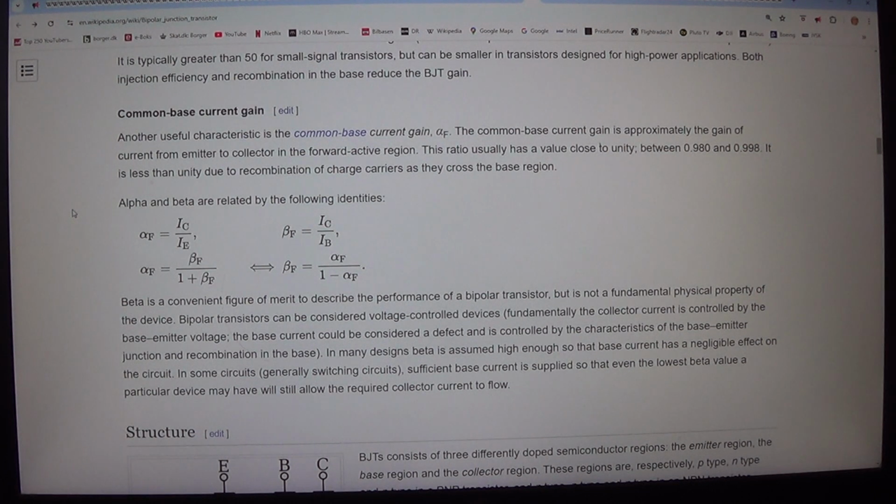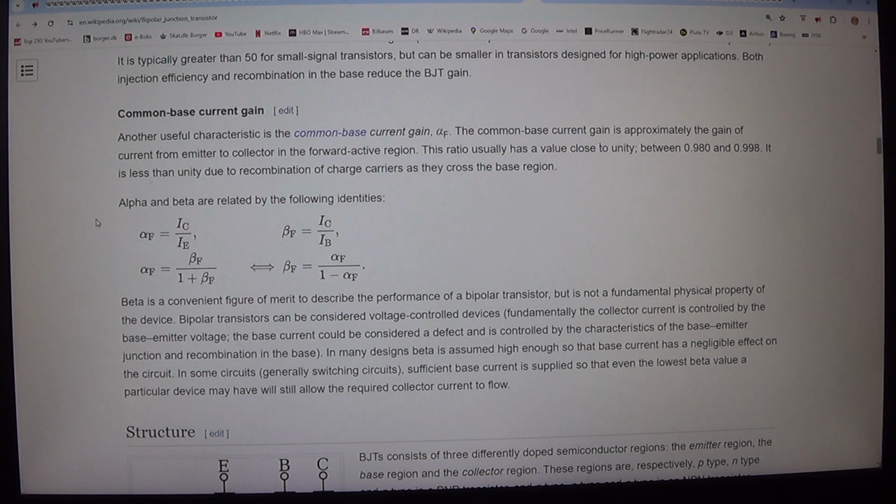Another useful characteristic is the common base current gain, alpha F. The common base current gain is approximately the gain of current from emitter to collector in the forward active region. This ratio usually has a value close to unity, between 0.980 and 0.998. It is less than unity due to recombination of charge carriers as they cross the base region.